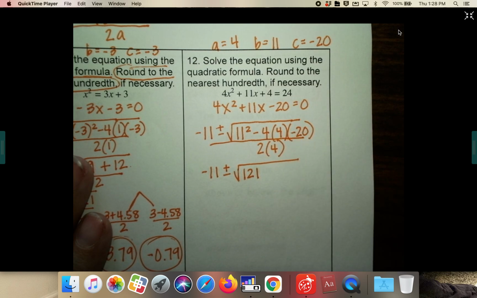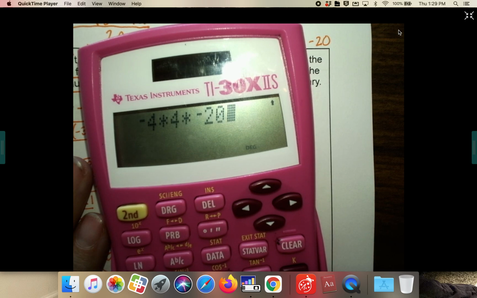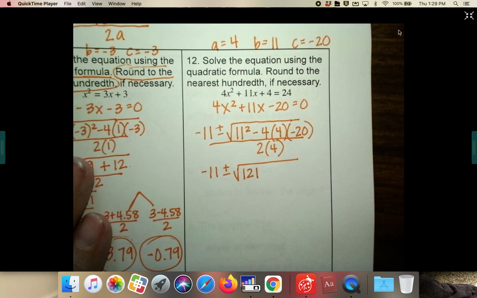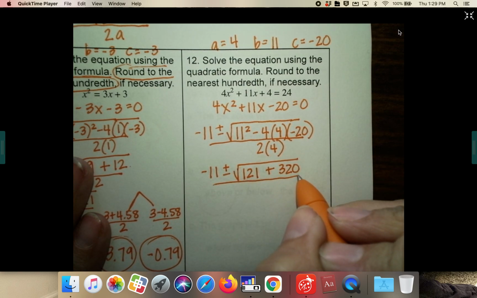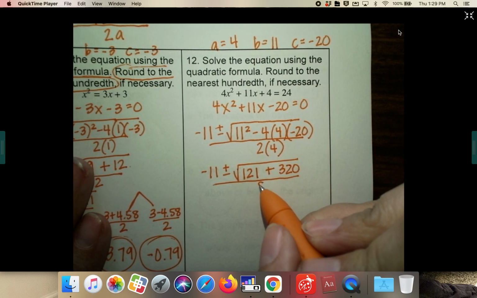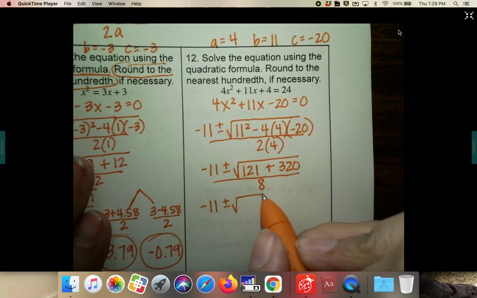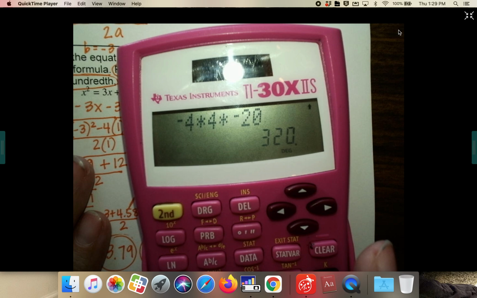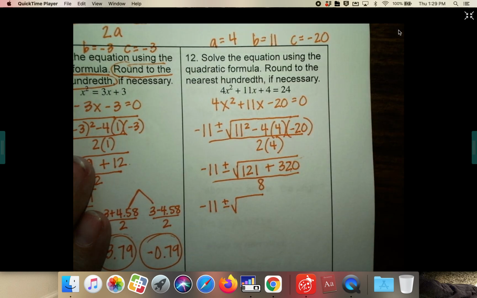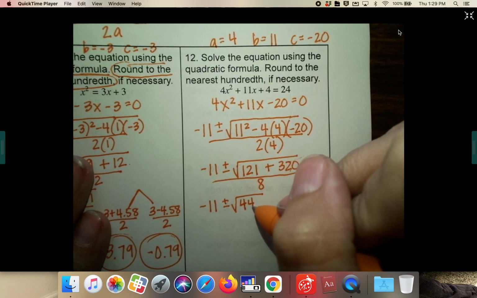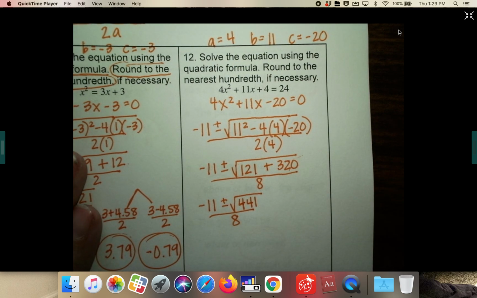Negative 4 times 4 times negative 20 is 320 positive. So add 320, all divided by 2 times 4, which is 8. All right, negative 11 plus or minus the square root of 121 plus 320. 320 plus 121 is 441, divided by 8. Okay, I don't know if 441 is a perfect square.